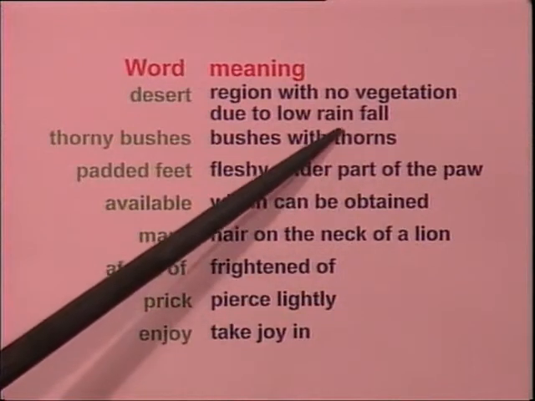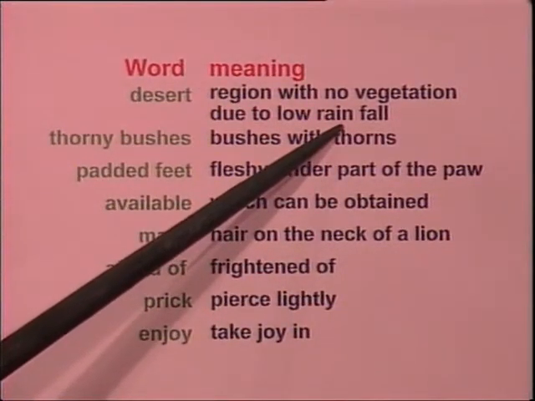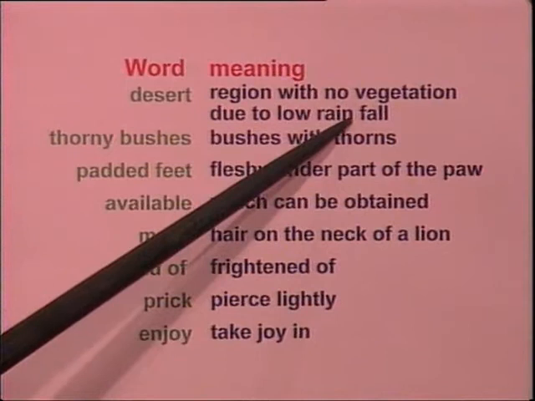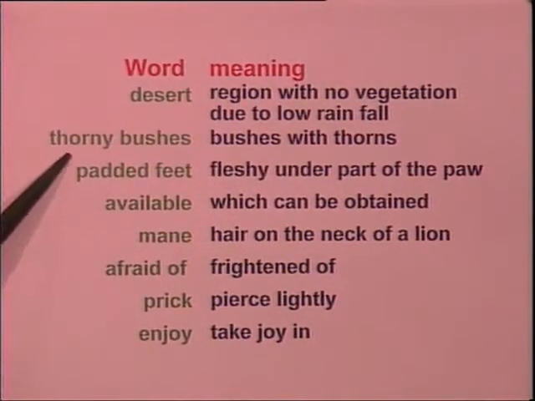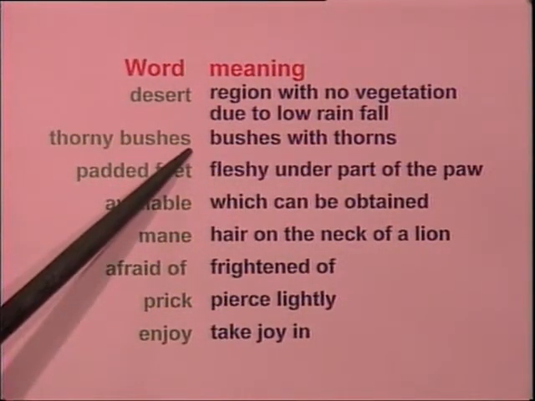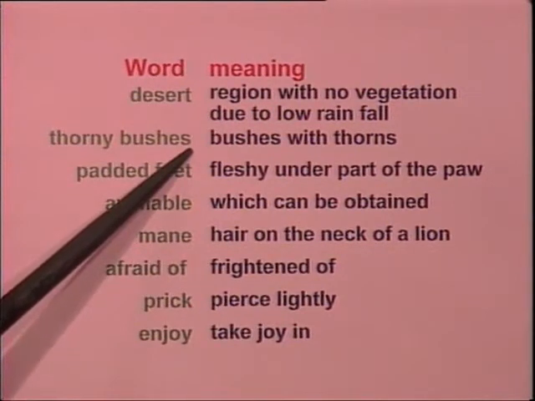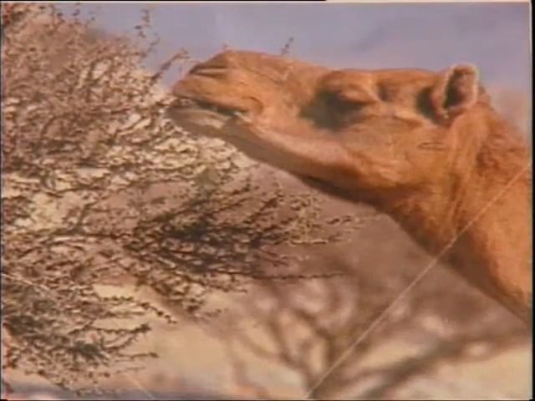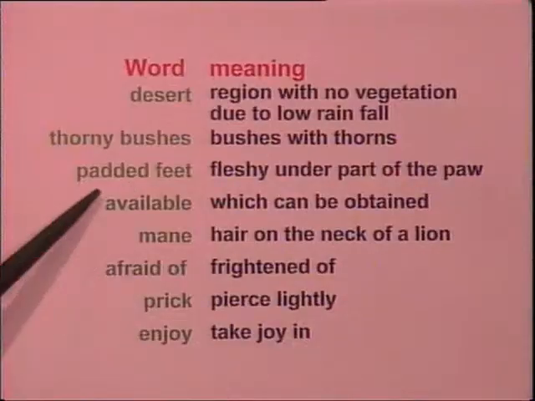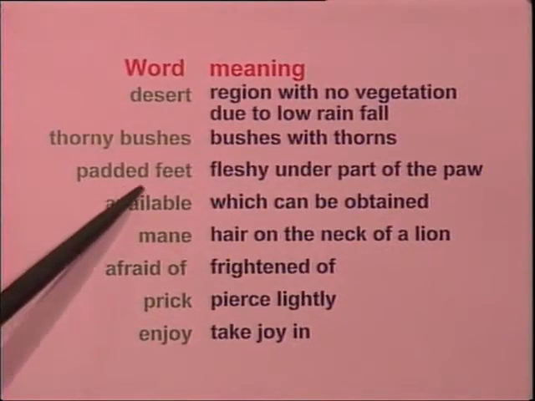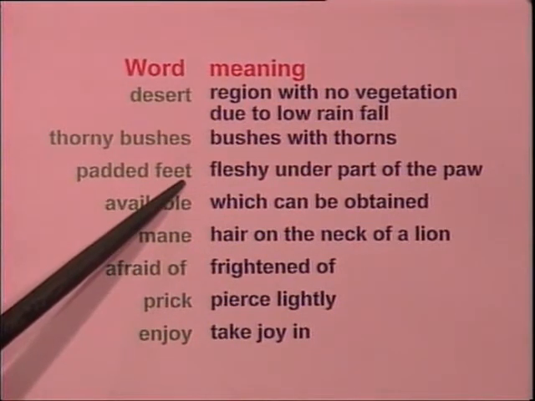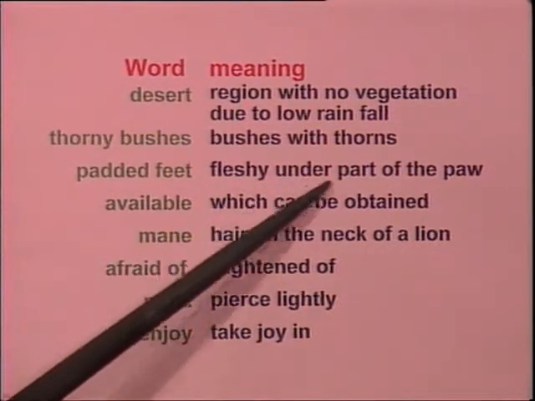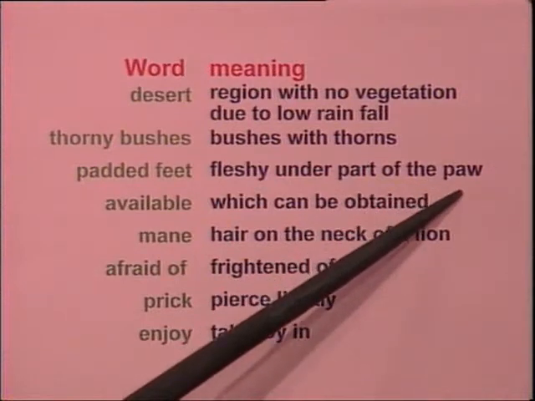Because there is very, very little rainfall. This is Registan. Next word is thorny bushes. Aise bushes jin pe kaante hon. Bushes with thorns. These are thorny bushes. Next word is padded feet. Padded feet means the fleshy under part of the paw.